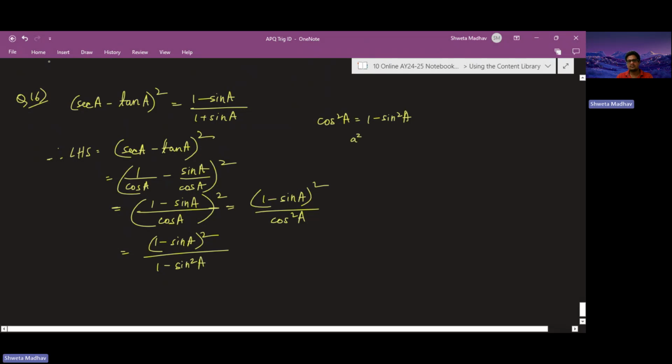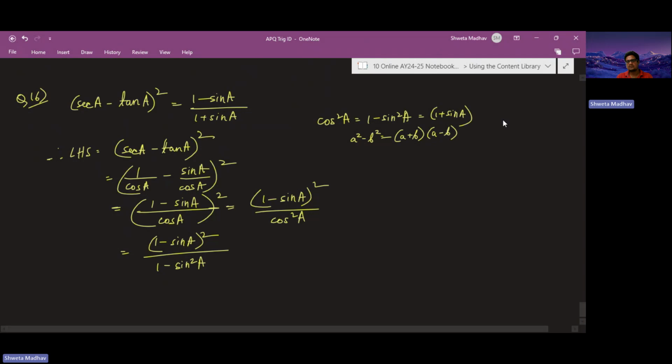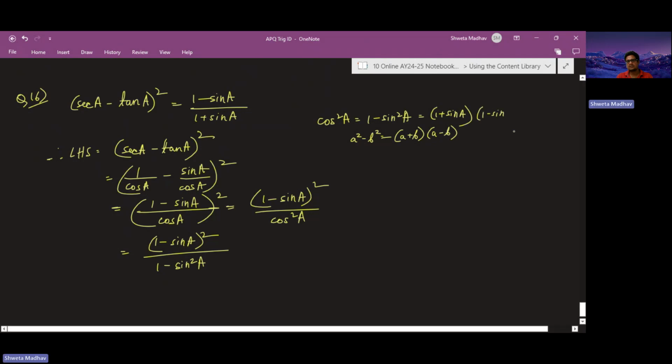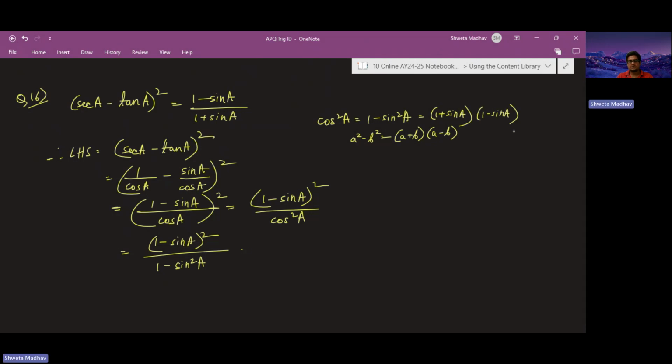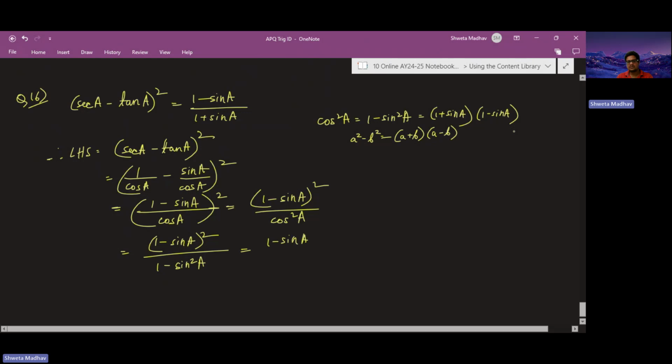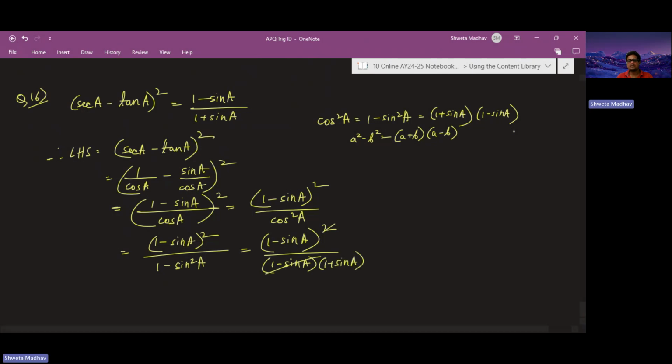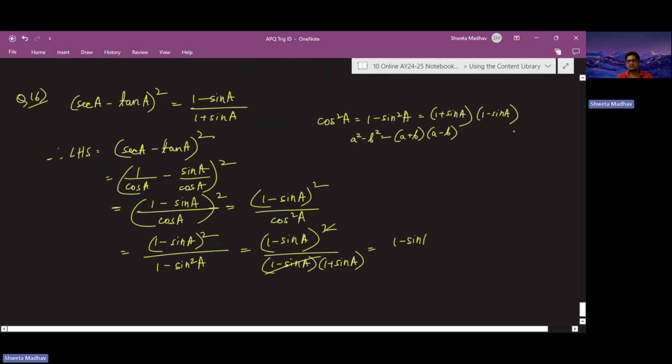We also know that a square minus b square is equal to a plus b into a minus b. So 1 minus sin square a can be written as 1 plus sin a into 1 minus sin a. So we can write this as 1 minus sin a whole square divided by 1 minus sin a into 1 plus sin a. So 1 minus sin a will get cancelled. So this would be equal to 1 minus sin a by 1 plus sin a, which is equal to the right hand side. So hence proved.